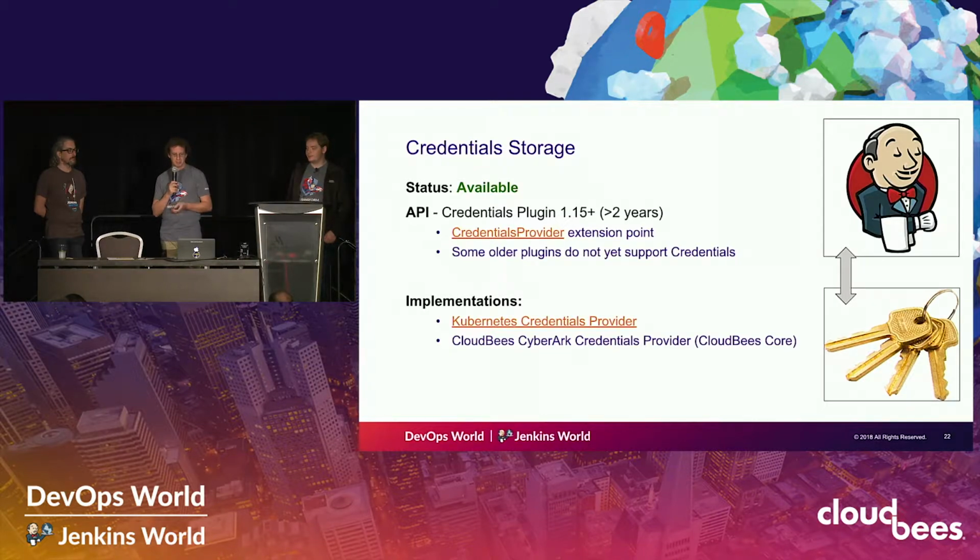Credential storage: the API in this case has been available for a long time, but there is a relatively new implementation, as I mentioned, for Kubernetes. CloudBees' core product also includes an analogous implementation for CyberArk for people who are using that system. You can imagine that there could be other implementations for other secret stores.